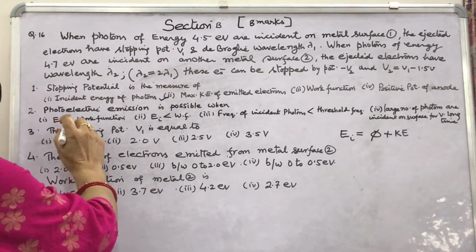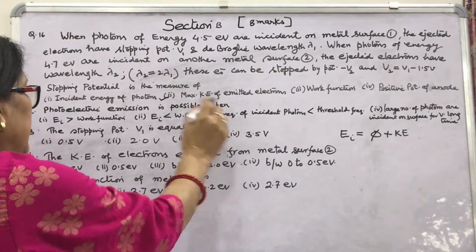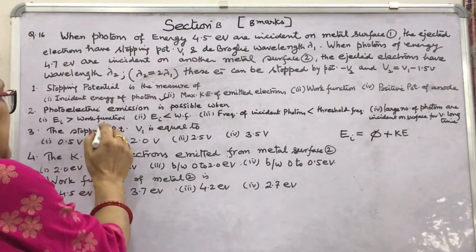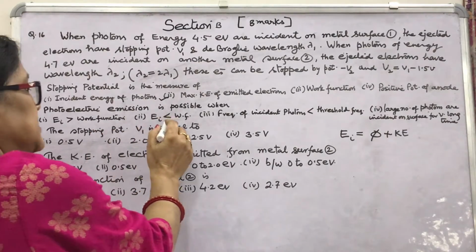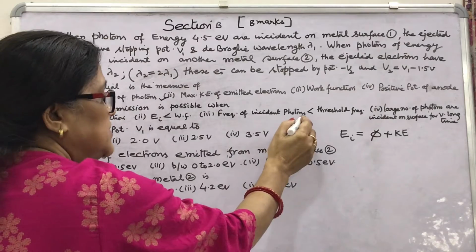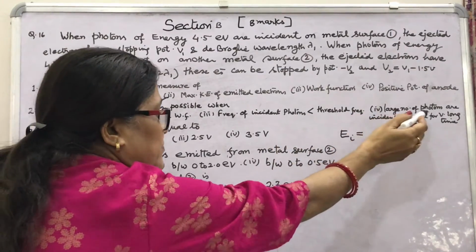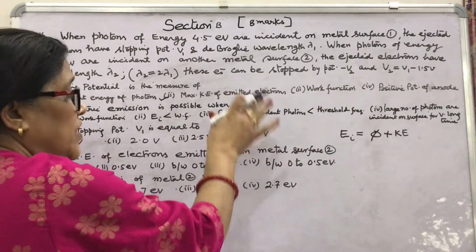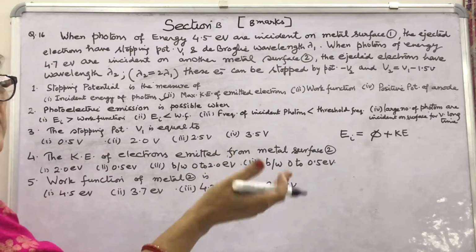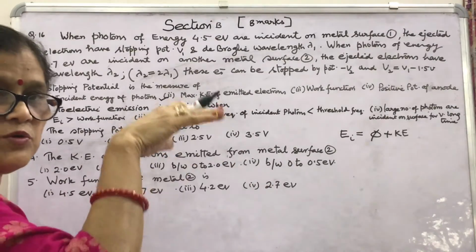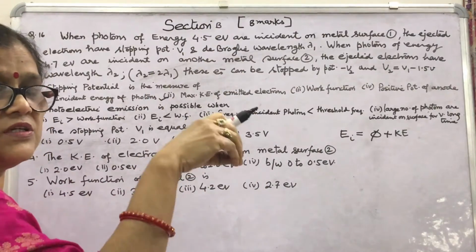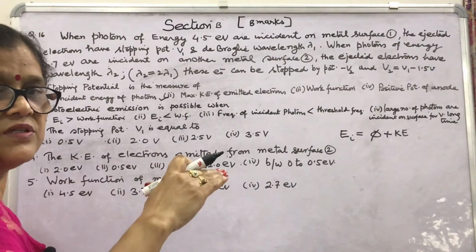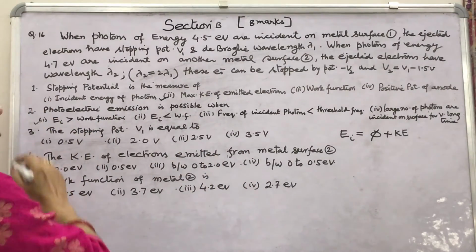Second question, photoelectric emission is possible when? Just now we have seen: incident energy greater than the work function of the metal, less than the work function, frequency of incident photons less than threshold frequency, or a large number of photons incident on the surface for a very long time. Look, if you have a clear-cut concept of the photoelectric effect, then electrons are emitted from the metal surface only when the incident photons have energy greater than the work function of the metal surface. So this is the correct option.